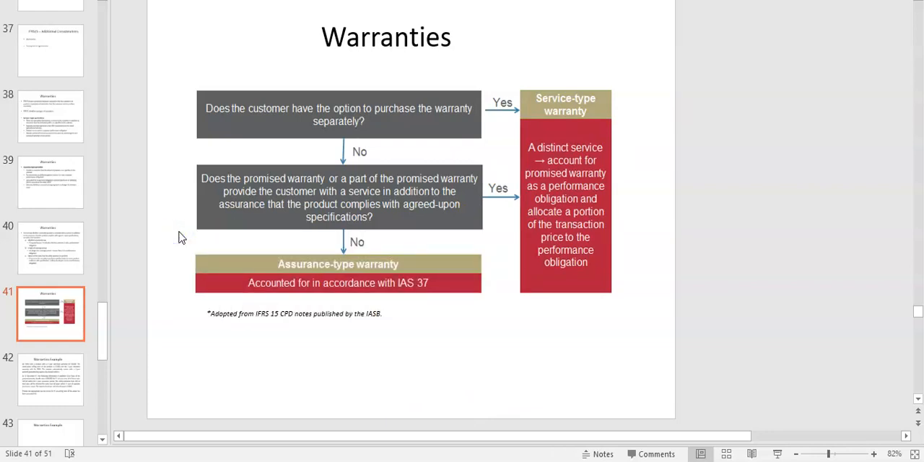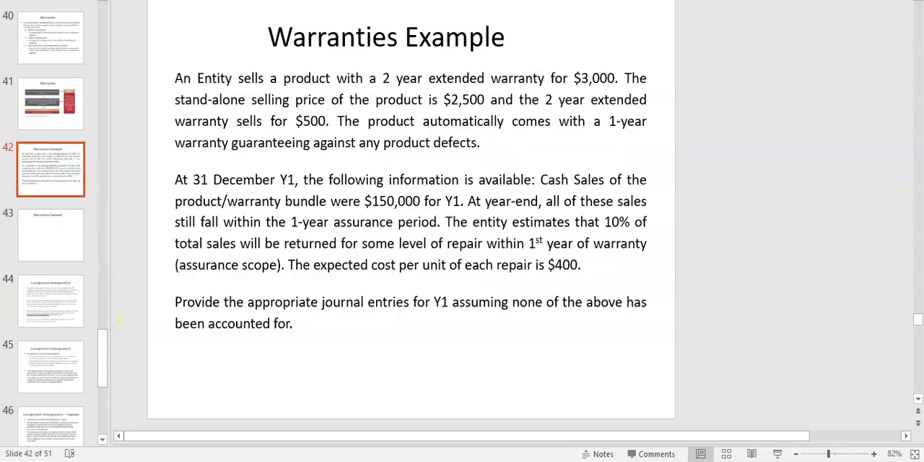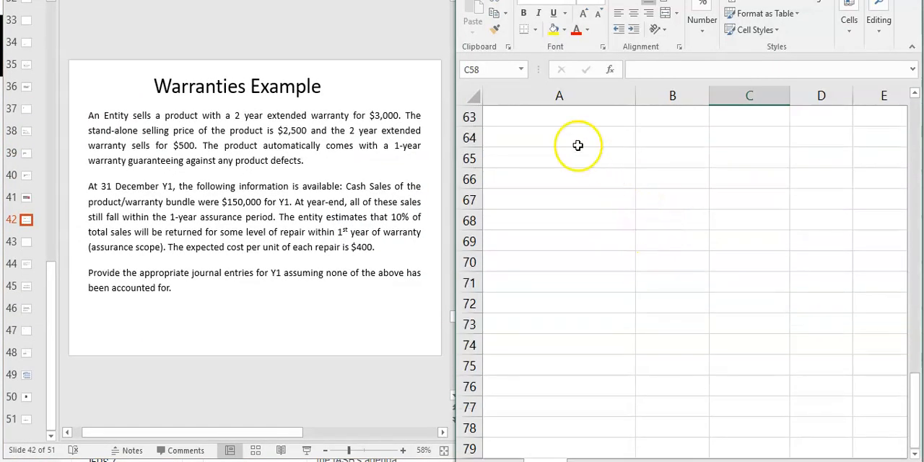And that's a key distinction, because there's completely different accounting for both of them in terms of what's recognized in revenue and what is just recognized as a provision. I think the easiest way to look at this is look at an example and see how it works out. So we're going to put this example side by side with the solution.